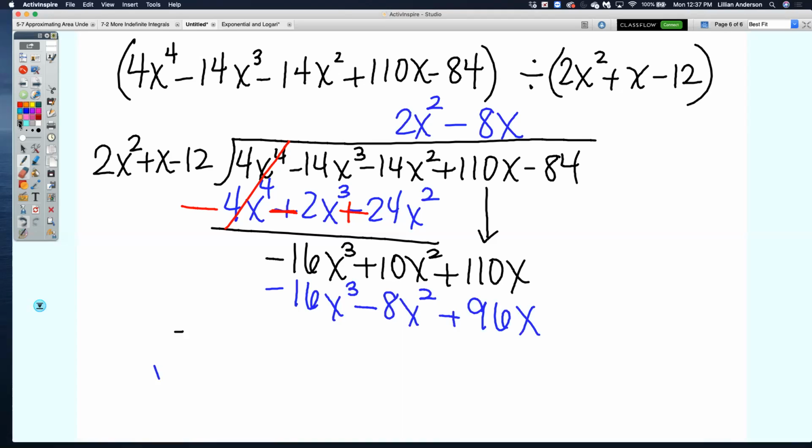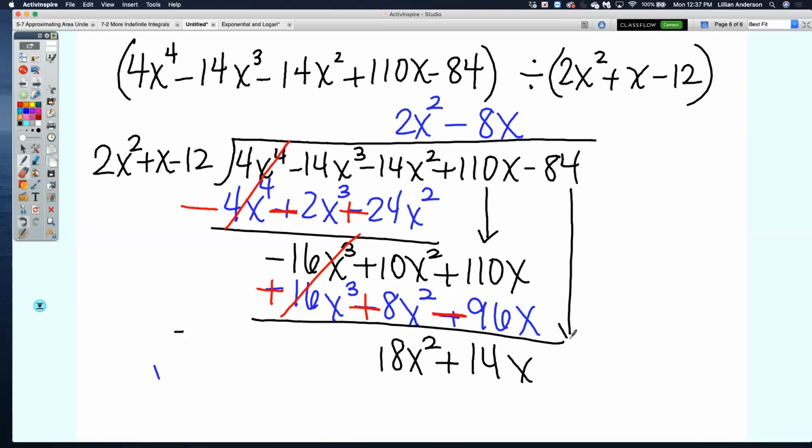Yes? Don't forget I have to what? Change the signs. Yes? Okay. This is a little algebra that throws me off sometimes. What times 2x squared will give me an 18x squared?